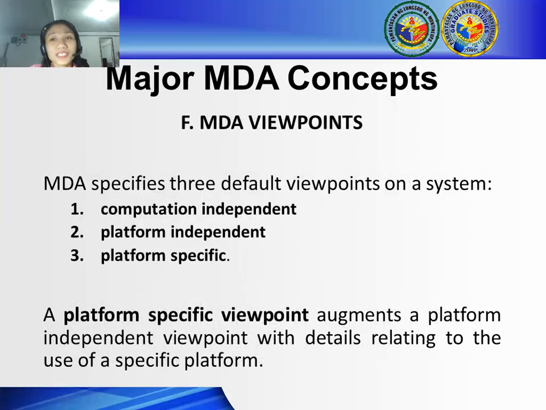A platform-specific viewpoint augments a platform-independent view with details relating to the use of a specific platform. It combines the platform-independent viewpoint with an additional focus on the detail of the use of a specific platform by a system.